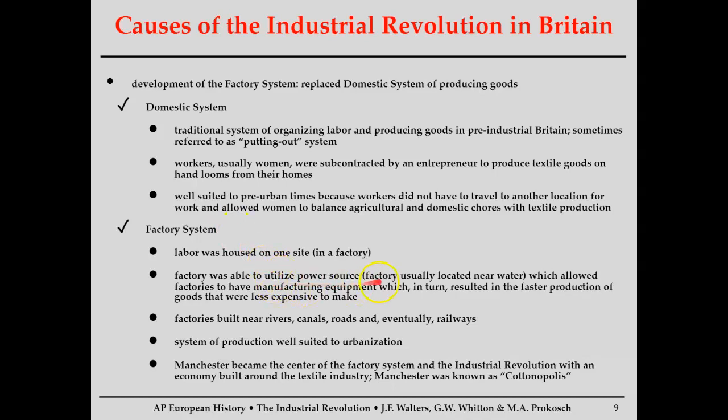So in these factories, initially they were located next to a power source. Before we had the steam engine, that meant a running river. So that river would be used to power all the mechanisms, etc., to actually make the stuff. But eventually, you get the steam engine, you don't actually need to put your factory next to a river.